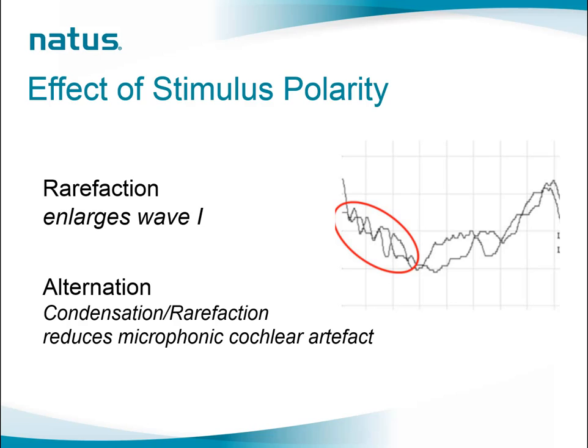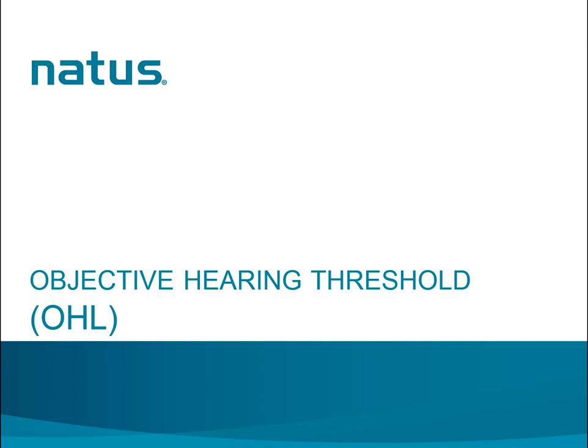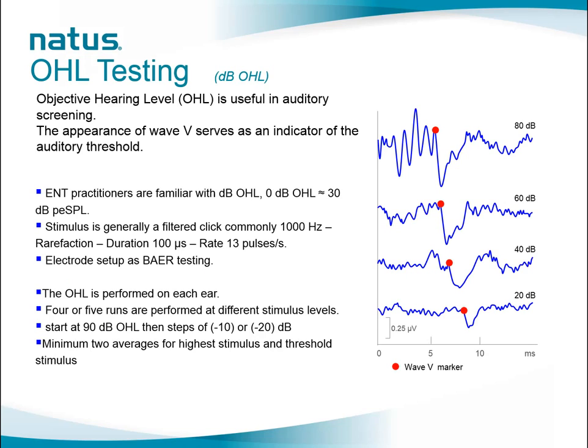Now there is a second test that exists for short latency responses, which is called the objective hearing level, or OHL testing. This test is used for auditory screening. Basically, it will be a series of stimulations at different intensities, and then we will see if the patient has a wave 5 at these different stimulations or not. So basically this serves as an indicator of the auditory threshold without needing the patient's cooperation.